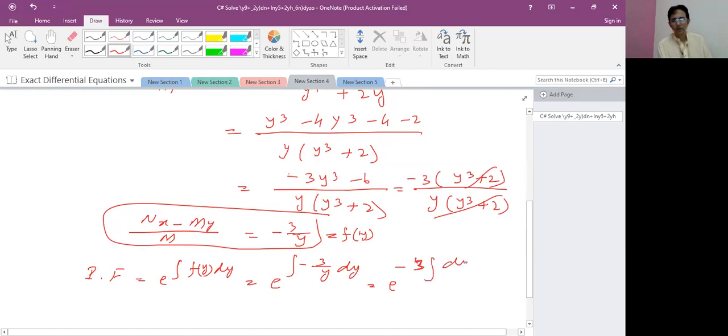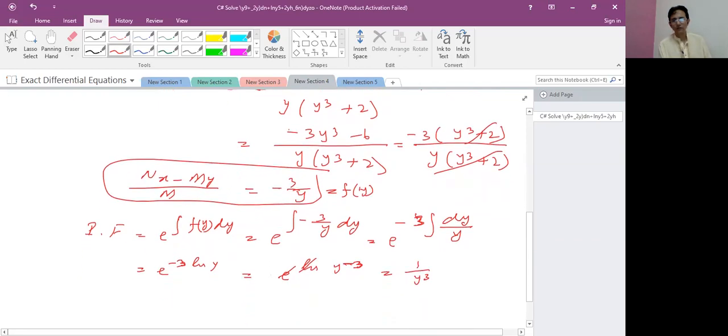That means dy upon y. That means the integral is exponential of minus 3 ln y. Dy upon y is ln y. So in the next step, student, if we write in this form, y to the power minus 3, so the integrating factor is 1 upon y cube, because they cancel each other. So y raised to the power minus 3 is equal to 1 upon y cube. So the integrating factor is 1 upon y cube. We have determined this one.